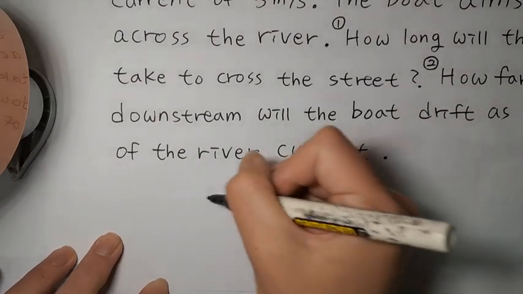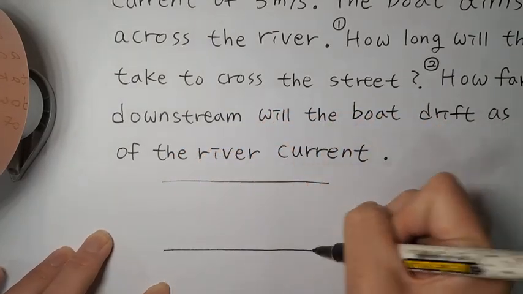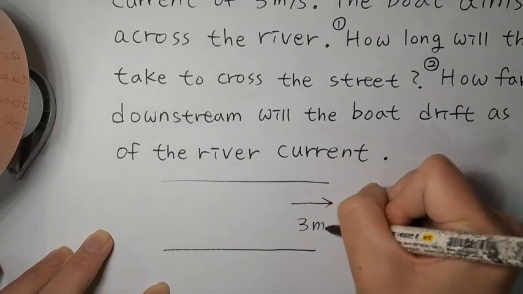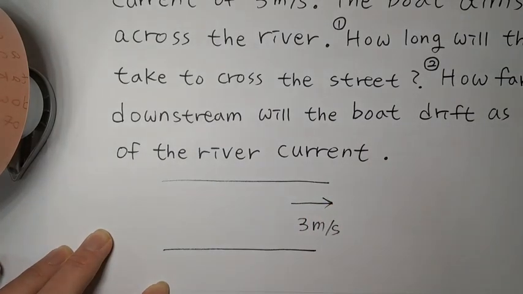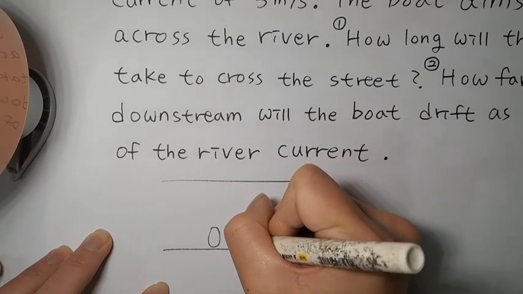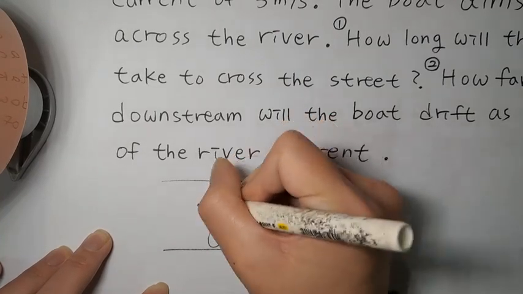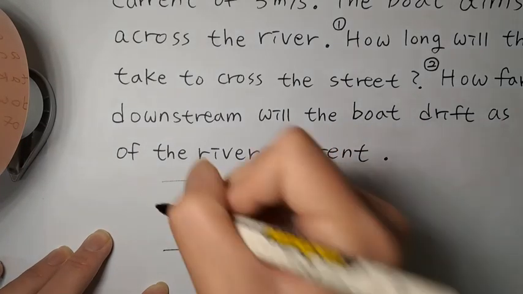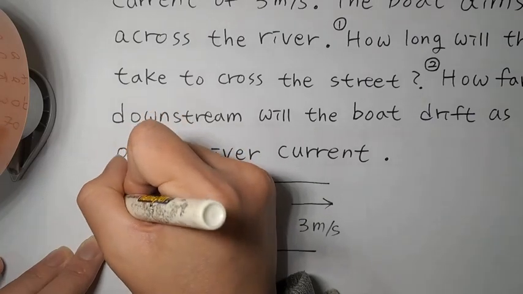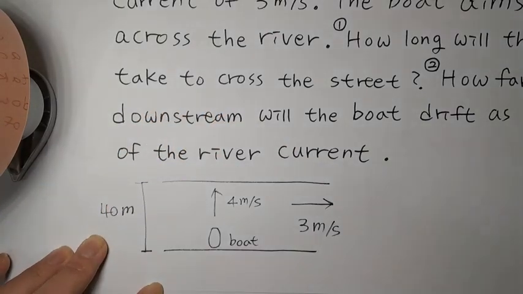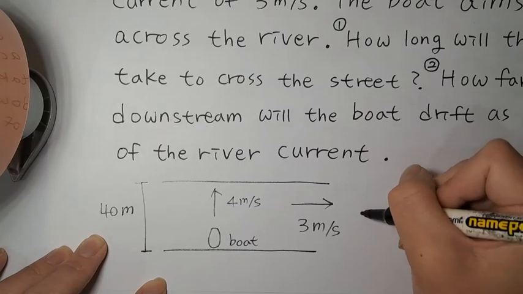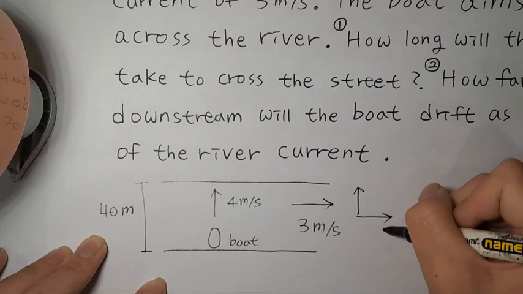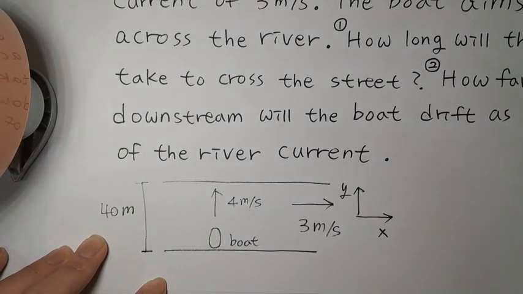So this is the river and this is the direction of the current. So this velocity is going to be 3 meters per second. This is the boat and it is going in this direction at 4 meters per second. And the width of the river is 40 meters. So we are going to draw this diagram. This is the x direction and this is the y direction.